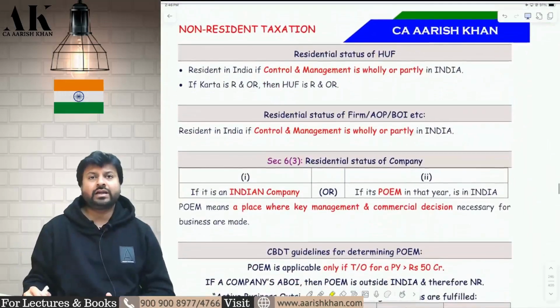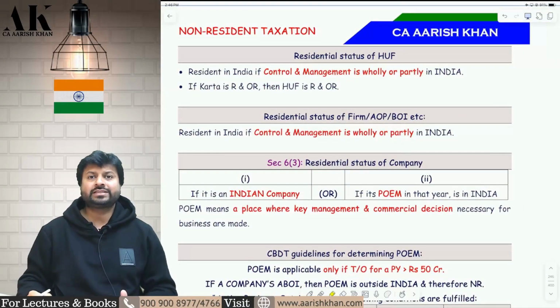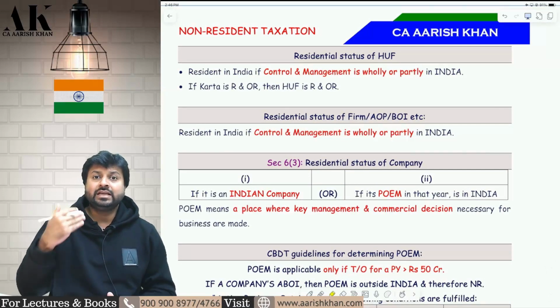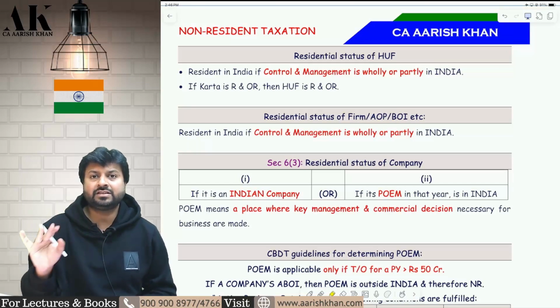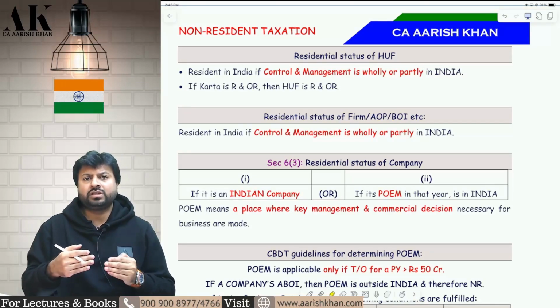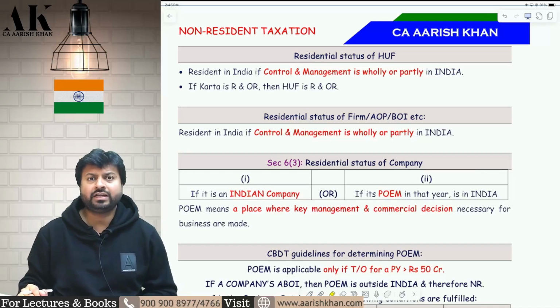So these are the 4 categories which are relevant for an individual's residential status. As you can see, categories 2, 3 and 4 are for very specified persons like an Indian citizen or a person of Indian origin, but the first category is for everyone. If you don't come in category 2, 3, 4, then you have to go by default in category 1 only.